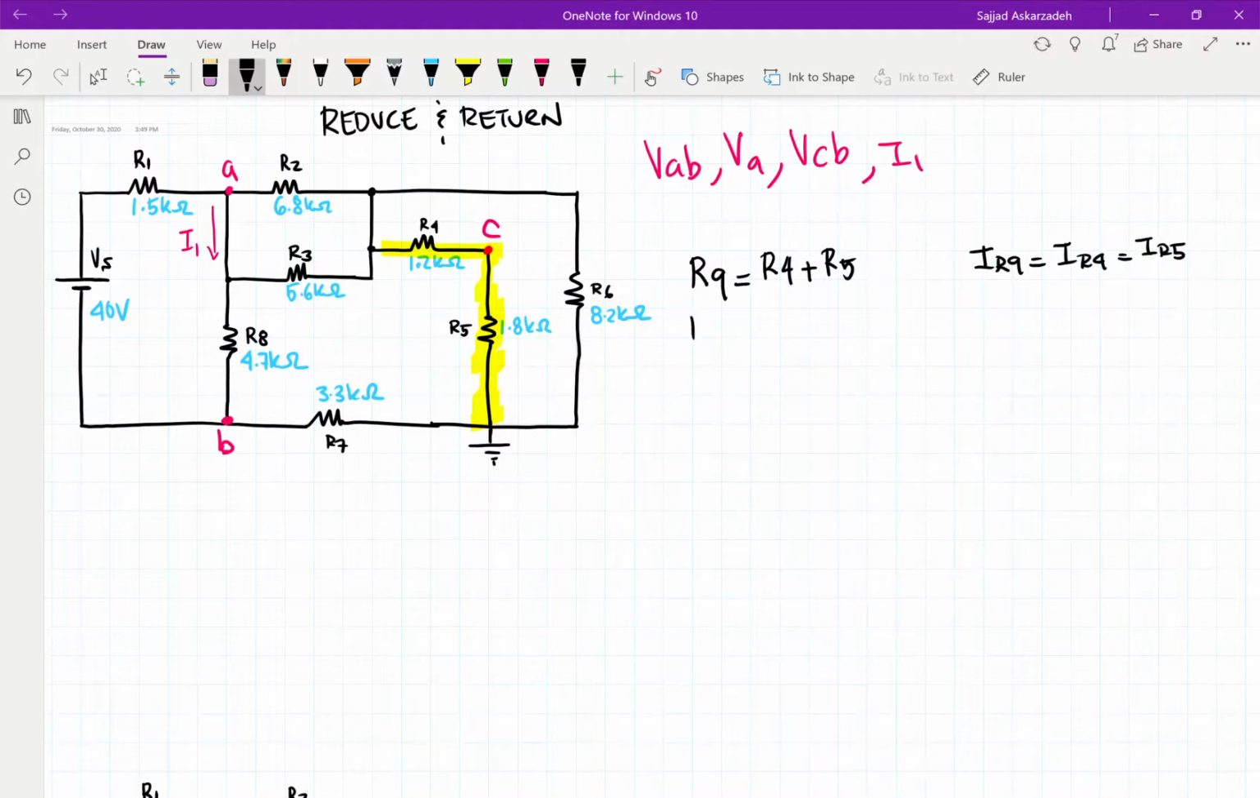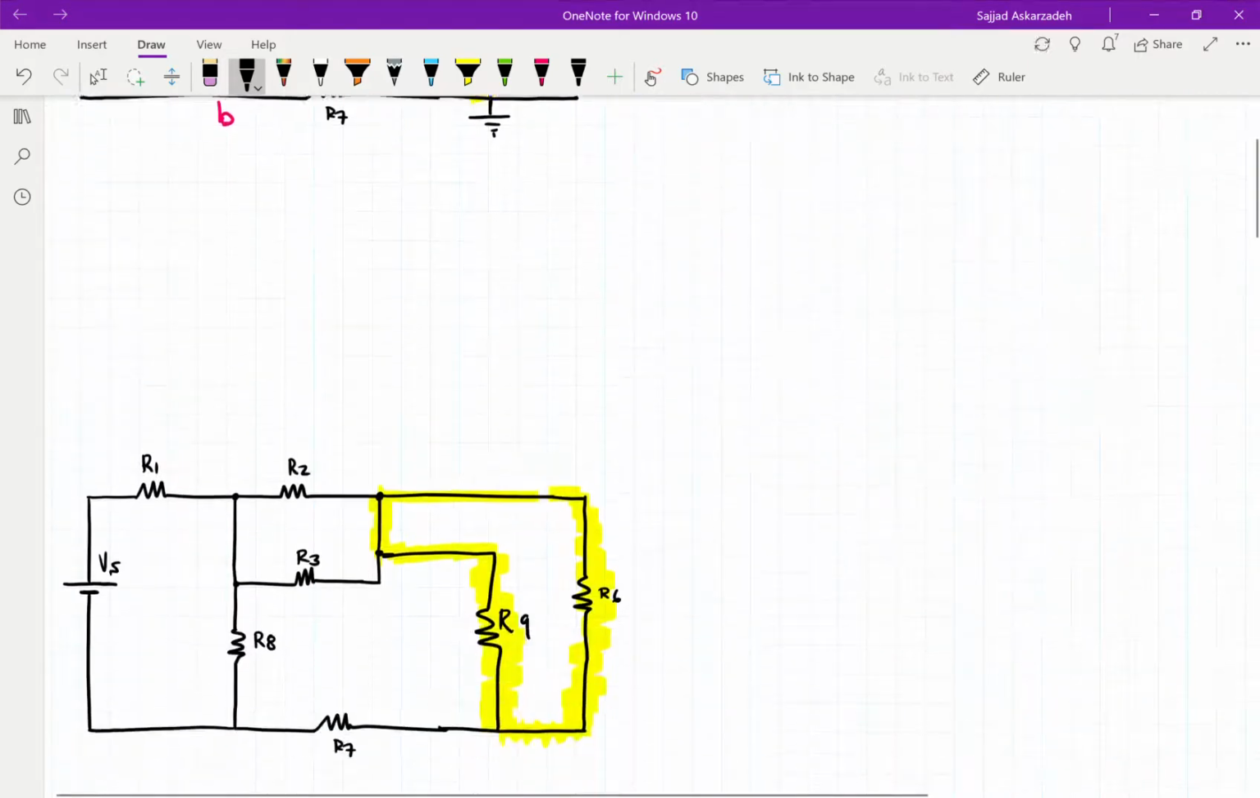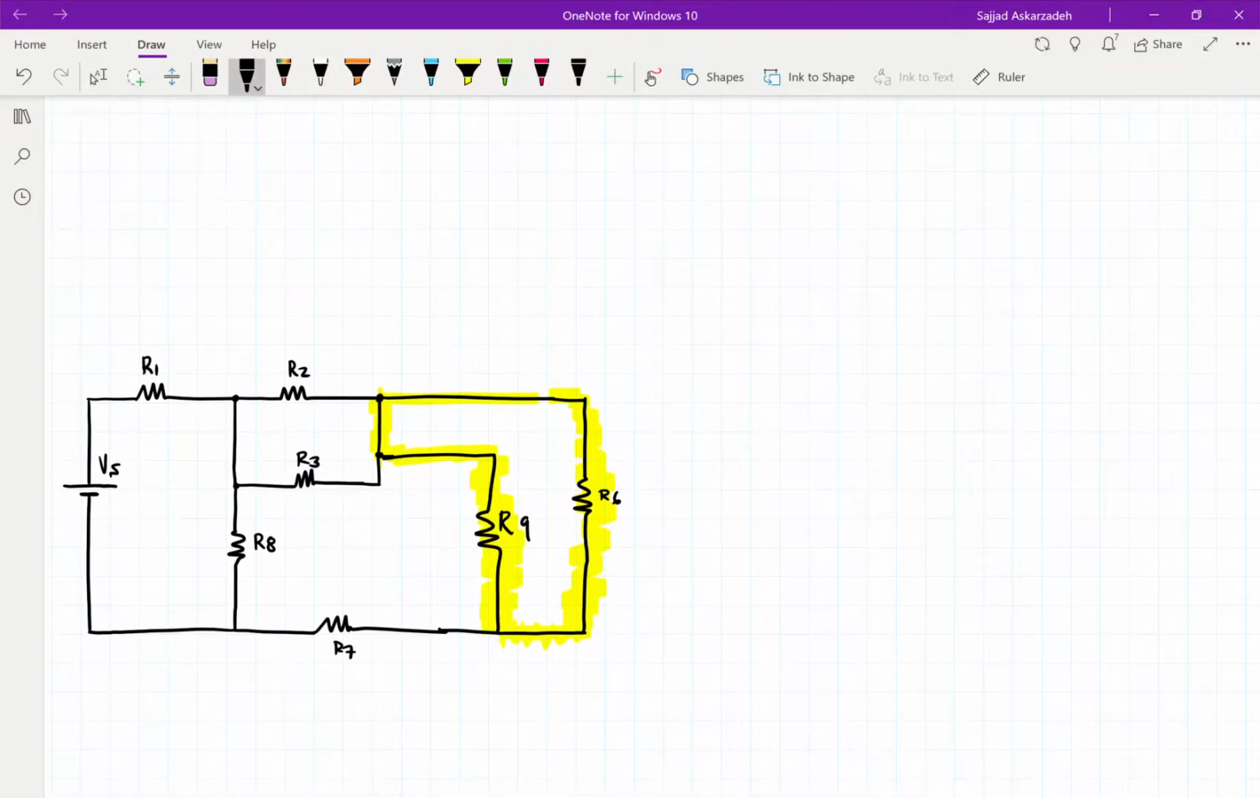Okay, I'm going to go ahead and plug these numbers in. 1.2 kilo ohm plus 1.8 kilo ohm gives us a value of 3 kilo ohm as R9. Now that we've done this, we're going to combine these two and redraw our circuit. When we redraw our circuit, we come up with this as our new circuit, which is R9.